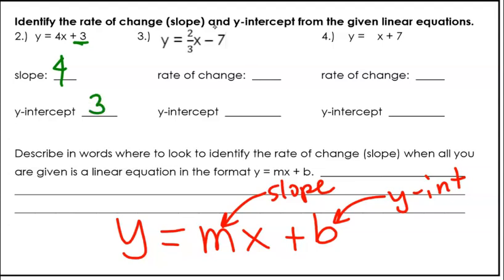In the next question, the coefficient of x is a fraction, so the rate of change, or slope, is 2/3. This time the y-intercept has a subtraction sign in front of it, and that becomes the sign of the number. The y-intercept is -7. For the next example, our coefficient is invisible, and the only invisible coefficient is 1. So the rate of change is 1, and the y-intercept is +7.